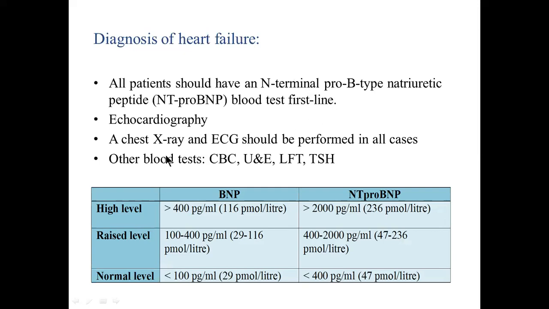So how can we interpret this test? First, you need to know that there are two separate tests. We have BNP level alone, and we have the N-terminal pro-BNP. What's the difference between these two markers? Initially, from the ventricular myocardium, the initial form of brain natriuretic peptide which is released is called pro-BNP. This is the initial form that is released from the ventricular myocardium. Pro-BNP is considered a pro-hormone or precursor.